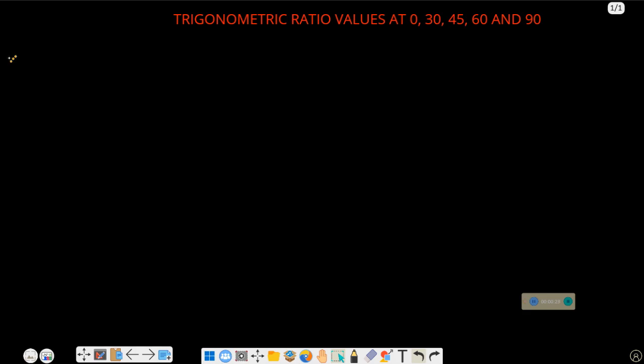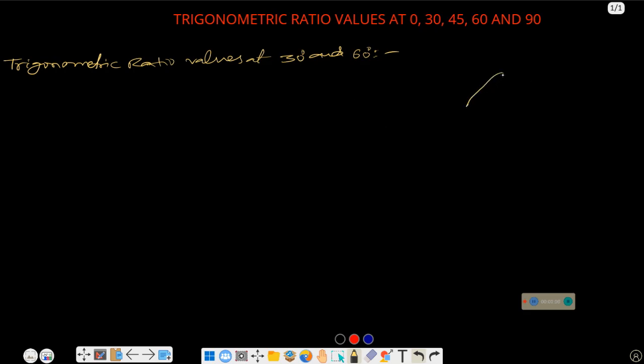So first, the trigonometric ratio values at 30 degrees and 60 degrees. Okay, how can you get it? To find the values at these two angles, we have to consider one equilateral triangle ABC. So this is the equilateral triangle ABC.